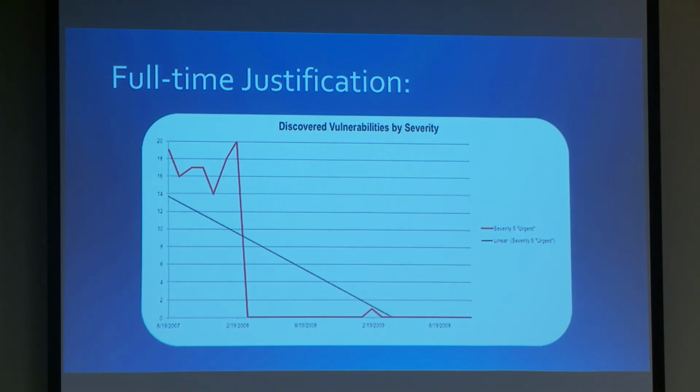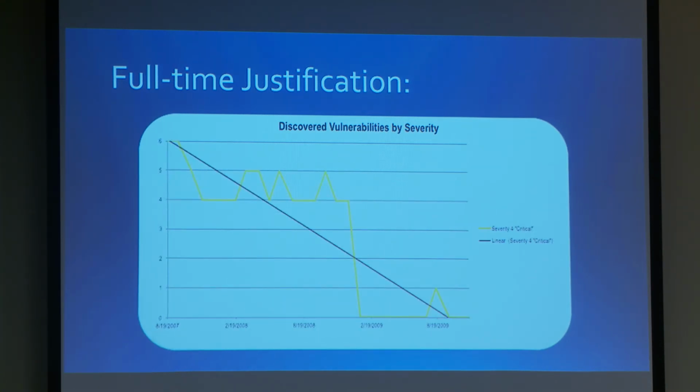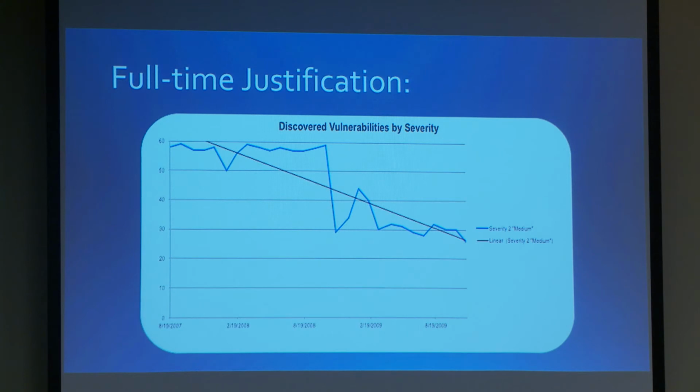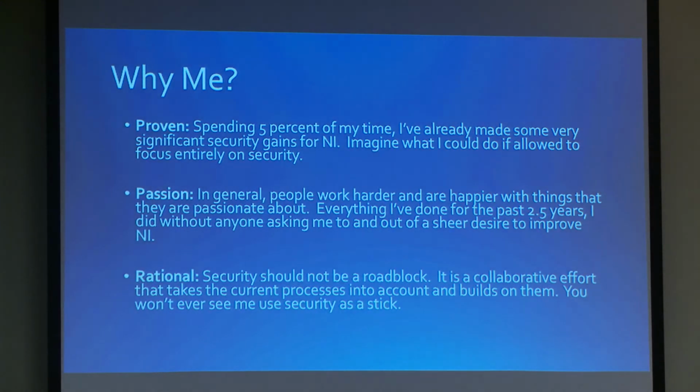And here are my discovered vulnerabilities by severity. These are all the Sev 5s. They're gone. Here are all my Sev 4s, they're gone. Here are my Sev 3s. You get the idea, right? It's a down, down, down graph. And after all these different charts, after me showing them all this stuff, I got to this slide. I said, this is why you want me to run your security program.